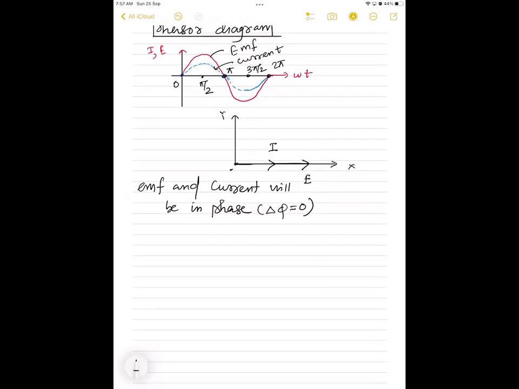So EMF and current have the same frequency also. But the current value will always be less than the EMF, definitely, because it is getting divided by resistance now. And peak EMF is always more than, as you were told, peak current, right?